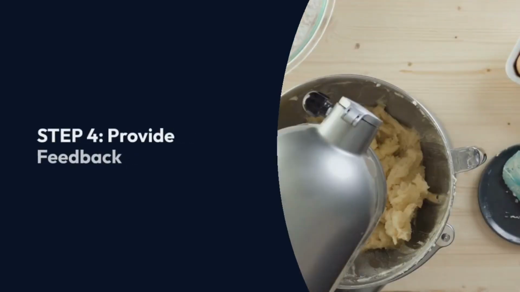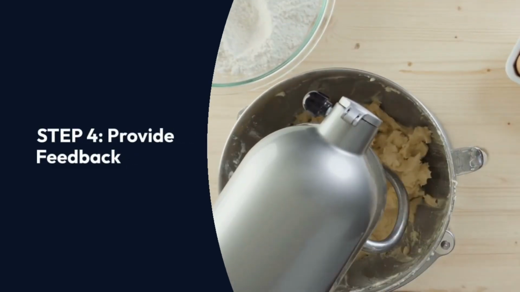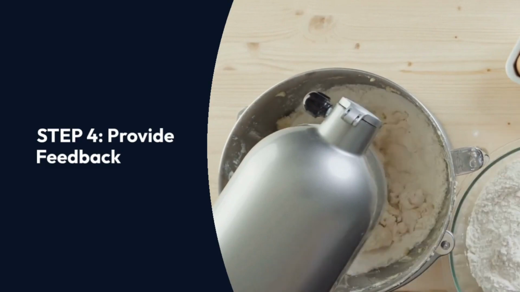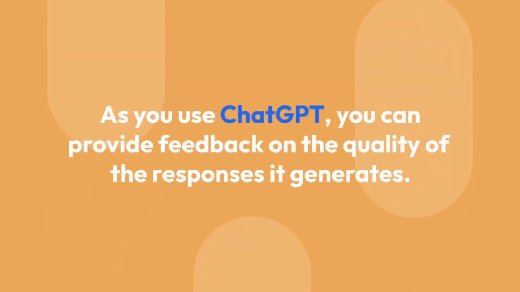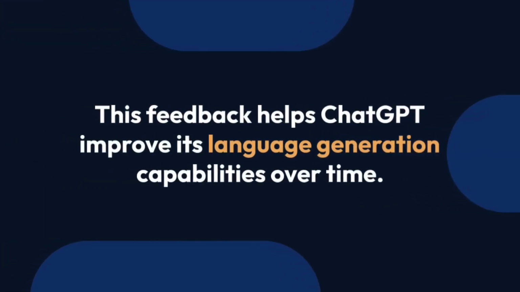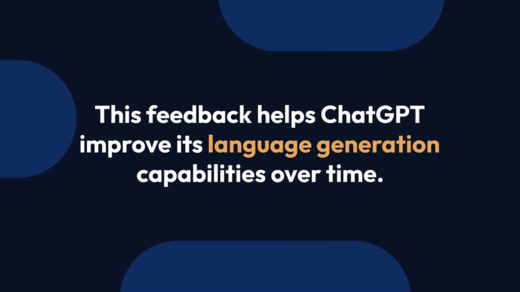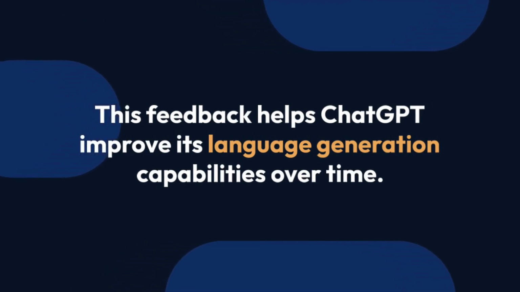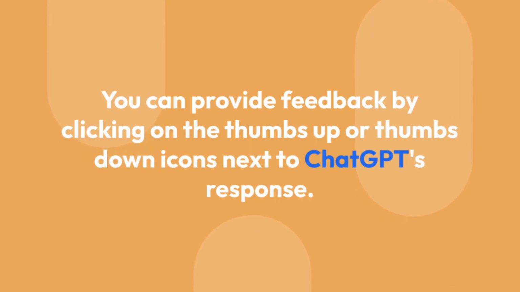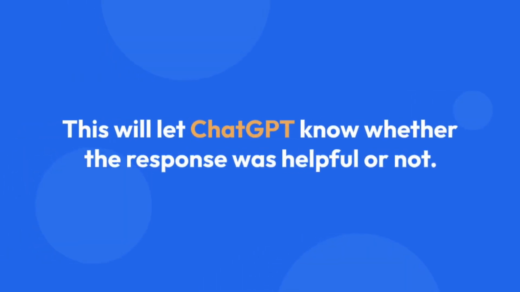Step 4. Provide feedback. As you use ChatGPT, you can provide feedback on the quality of the responses it generates. This feedback helps ChatGPT improve its language generation capabilities over time. You can provide feedback by clicking on the thumbs up or thumbs down icons next to ChatGPT's response. This will let ChatGPT know whether the response was helpful or not.